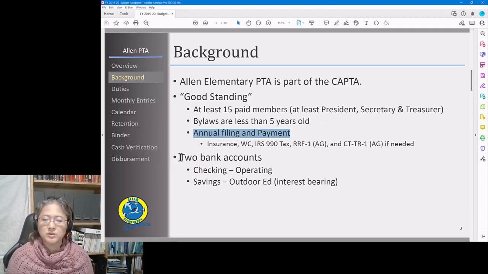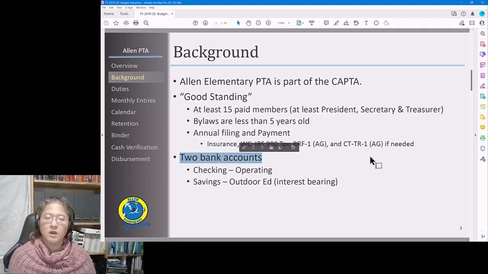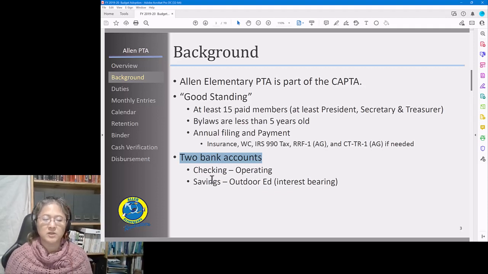Next, it's important to know that currently the Allen PTA has 2 bank accounts, both with Bank of America. The checking is primarily for operations, and the savings is where we keep the outdoor ed funding. It is important to know that the savings account is an interest-bearing account, and we do not write checks out of it. So during the year, when there are candy sales or any fundraisers specifically for the 5th grade outdoor ed program, it goes into the savings account. And when the actual spending comes, as in the invoice for the outdoor ed and the transportation, it is paid out of the checking, and then a transfer is made from the savings to the checking account.